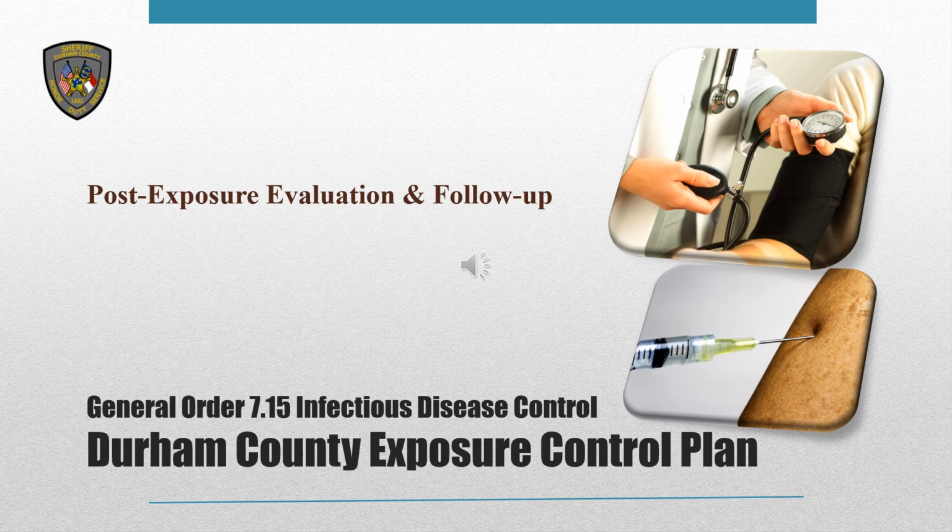If consent is obtained, the source individual's blood will be tested as soon as feasible in order to determine HBV and HIV infection. When the source individual's consent is not required by law, the source individual's blood, if available, will be tested and results documented. Results from the source individual's testing, if conducted, shall be made available to the exposed employee, and the employee shall be informed of applicable laws and regulations concerning disclosure of the identity and infectious status of the source individual.